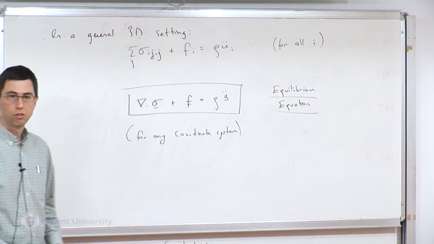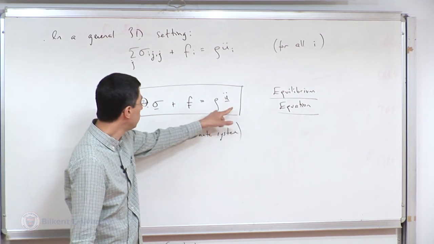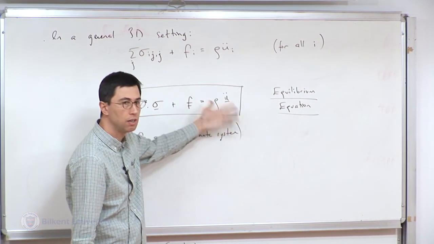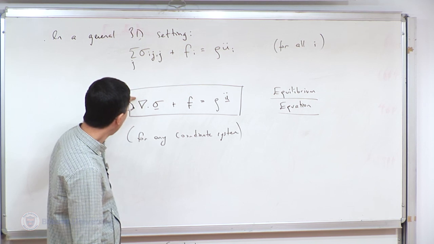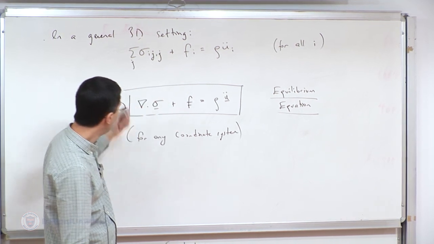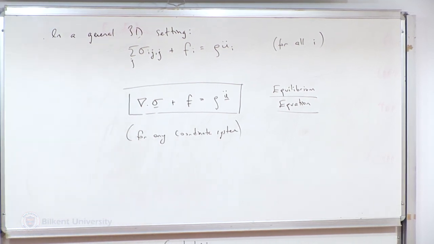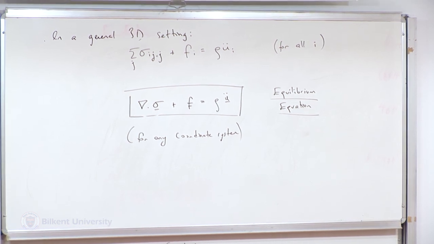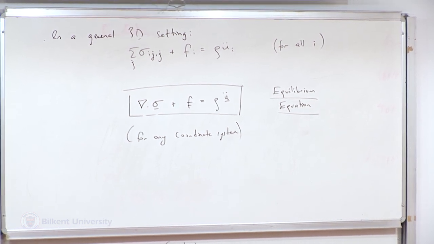Okay? So in any coordinate system, let's say in cylindrical, it would be r theta z. And now you just have to express the divergence of the stress in the cylindrical coordinate system appropriately. As long as you do that, this expression is always true. And this is an expression that I would like you to learn, that I would like you to remember. All right?